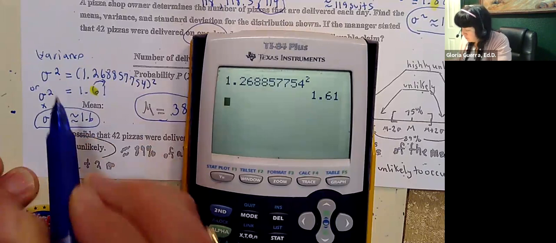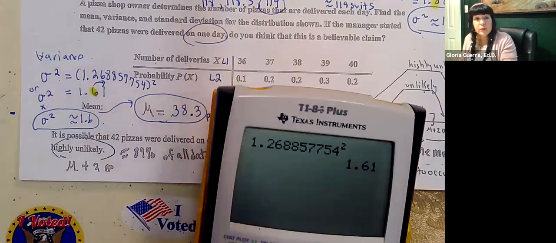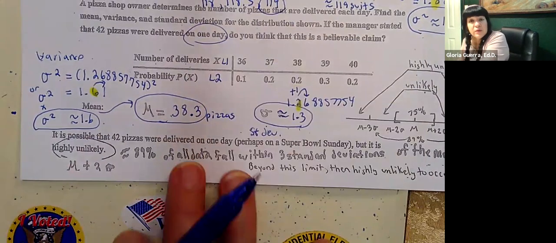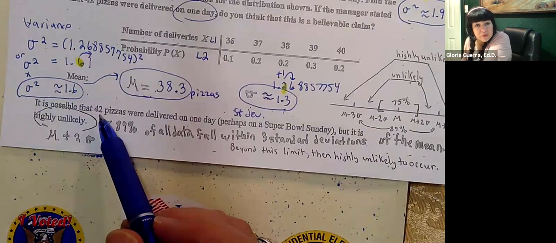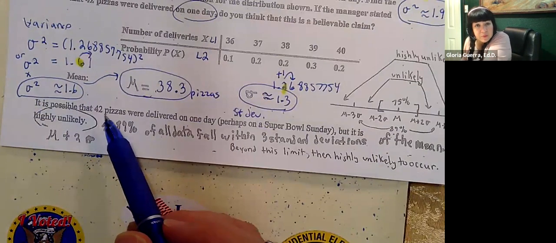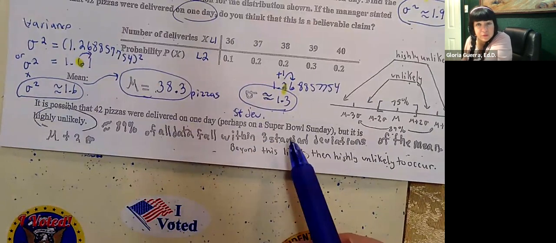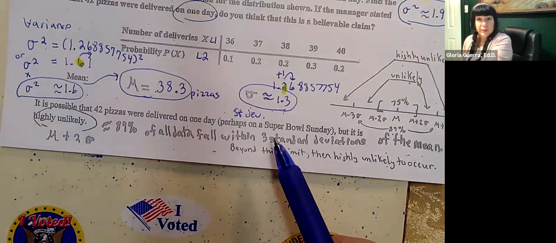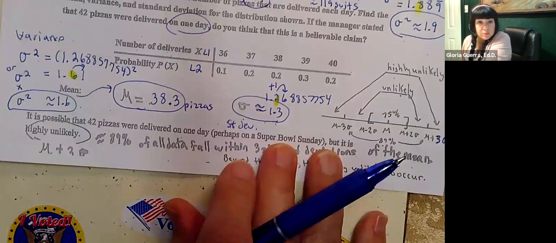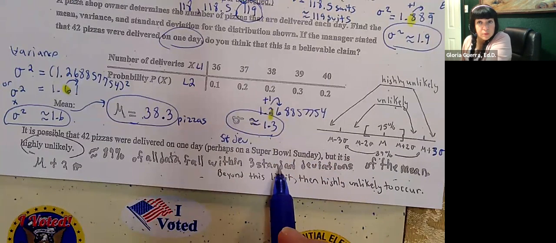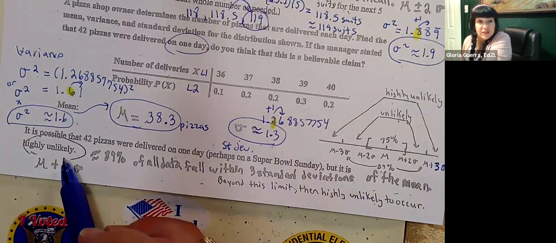Okay. So this mean is for this. That's your mean right there. Now look what they say. Look what they reason. They do say that it's possible, 42 pieces. It's possible to be delivered on one day. Maybe it was a special day like Super Bowl Sunday, or maybe election day or something, right? Maybe something on one day, an important day. But they say it is highly unlikely.